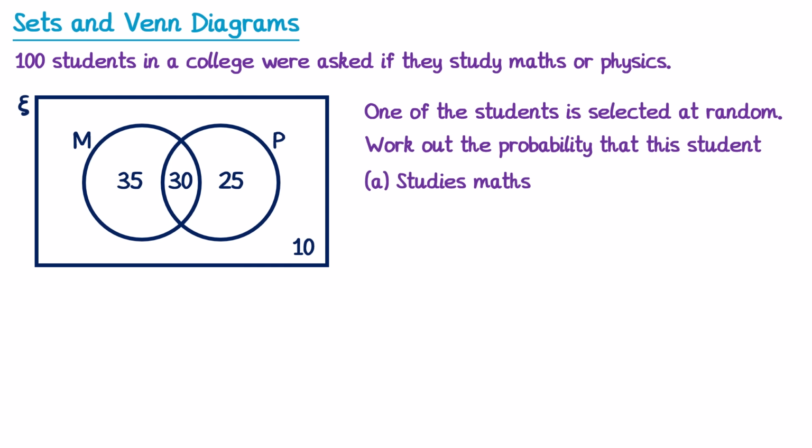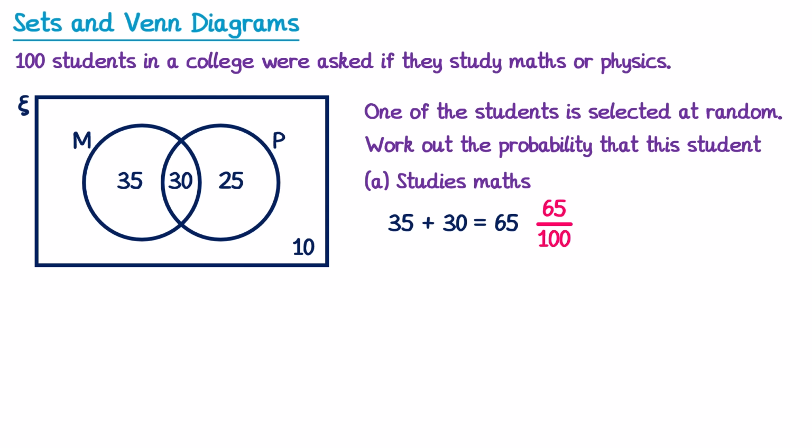If we add up the two numbers inside the maths circle, we get 35 plus 30, which is 65. This means 65 of the students studied maths. Since the question asks us for a probability, we need to write this as a fraction of all of the students. In the question, we're told there are 100 students, so it will be 65 out of 100.